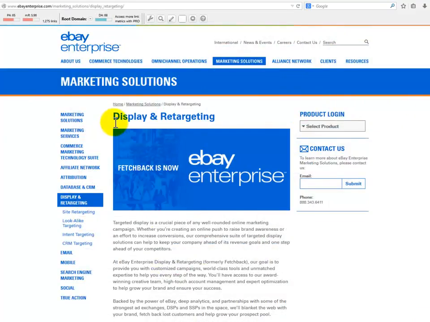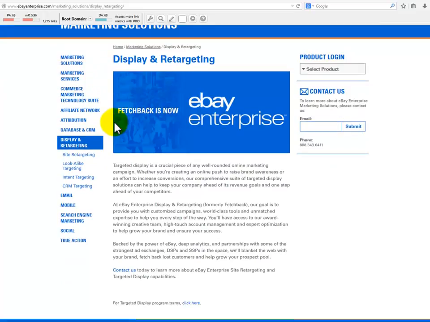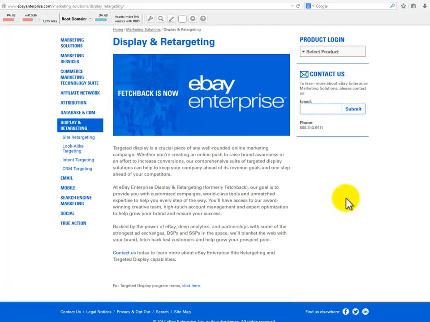Fetchback, www.ebayenterprise.com. This service has their own patented technology, which is aptly named Fido. It analyzes information on your visitors sent by smart pixels. They are advertiser-specific, so you have to contact them to get a quote specific to your needs. They do have several pricing models available, and they also work with revenue sharing.